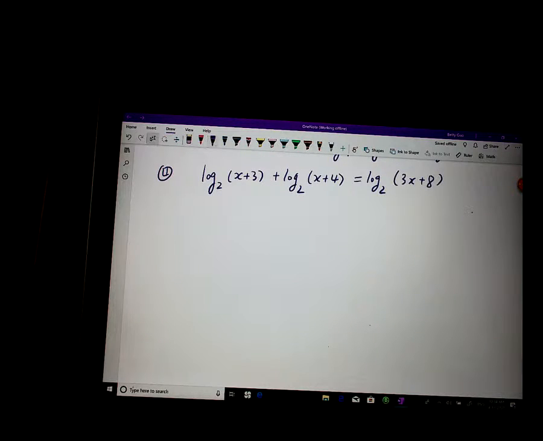Number 4, we are solving a logarithmic equation. I recommend you take time to really understand and make sense of these problems. This problem is very important. This is a very good example.